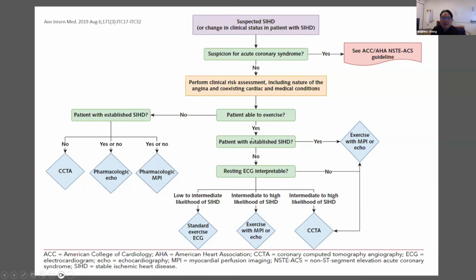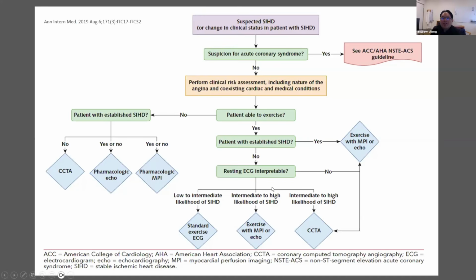In this case, the patient can exercise. And so the next question is, does he have an EKG that is interpretable? And he has a left bundle branch block. If you recall, that EKG showed a left bundle. So a standard exercise EKG is not an option. Moreover, his symptoms or concerns were more in that intermediate range. So a treadmill stress test would probably not be the best test anyways.